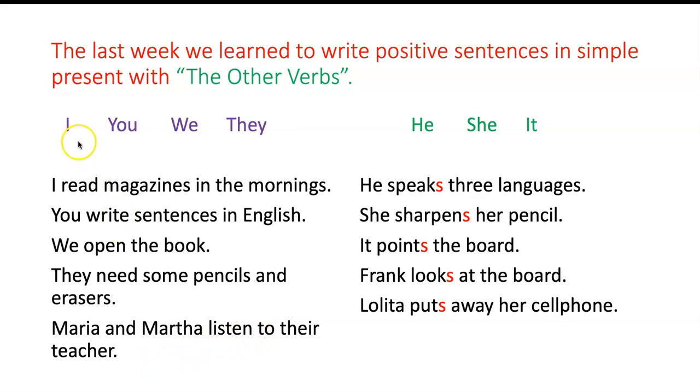Why? Because when you write sentences with I, you, we, they in simple present, you don't need to add the letter S. But what happens with he, she, and it? Here it is different. When you write sentences with the three brothers, he, she, and it, you have to add the letter S on the verbs. Look at this, okay?